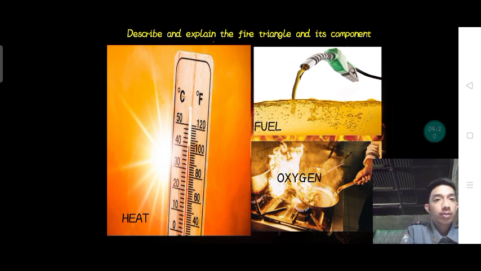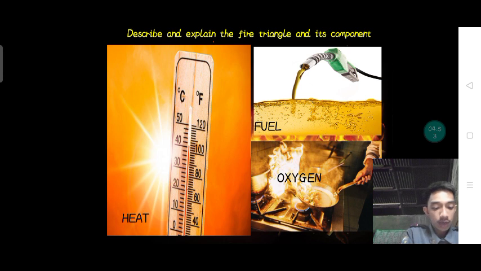Describe and explain the fire triangle and its components. So, the fire triangle is a model for conveying the components of a fire. The fire triangle's three sides illustrate the three elements of fire, which are heat, fuel, and oxidation. The three elements must be combined in the right proportions for a fire to occur. If any of the three elements is removed, the fire is extinguished.